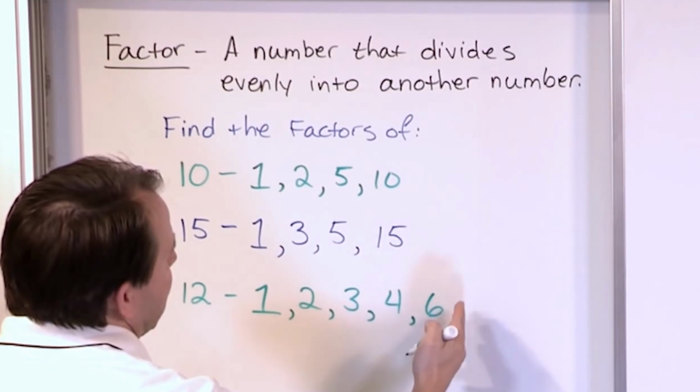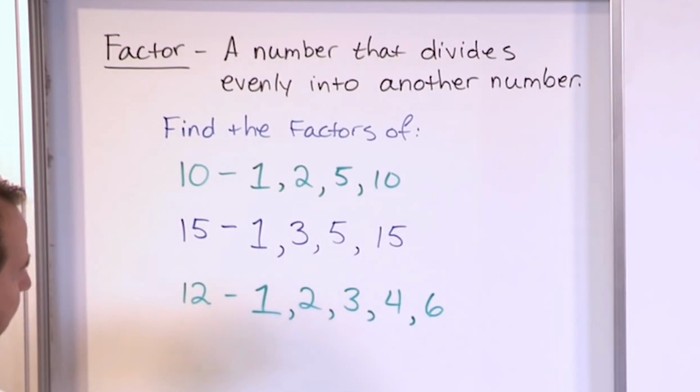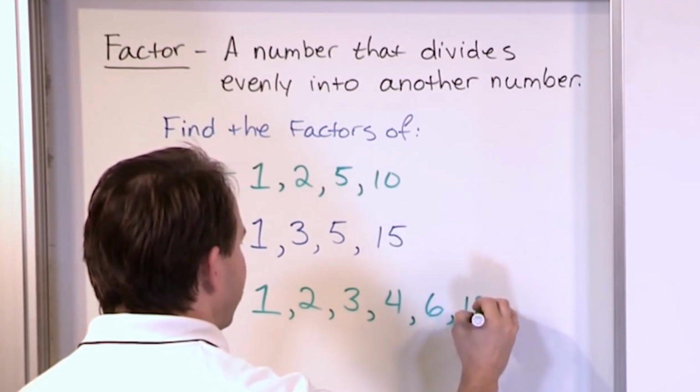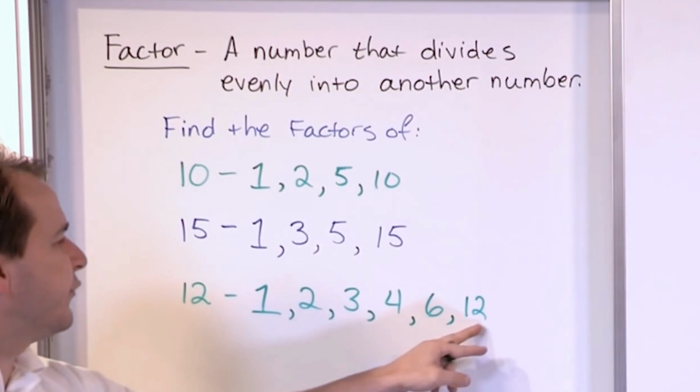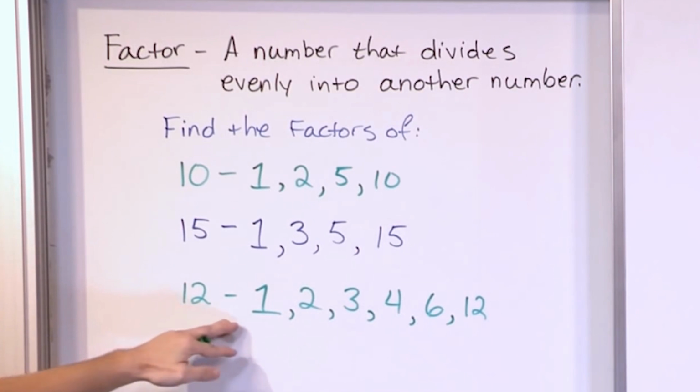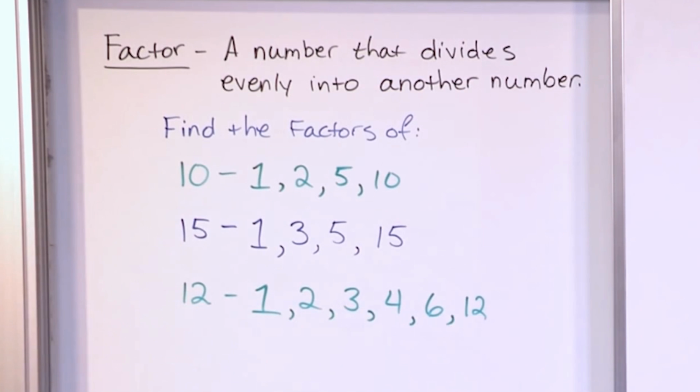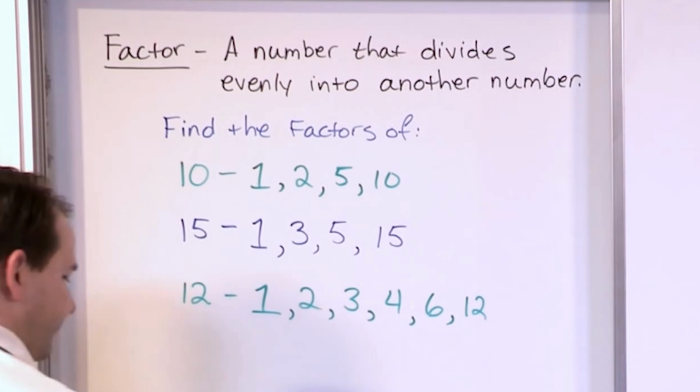But 6 does divide into 12 because 6 times 2 is 12. Then we get to 8, 9, 10, and 11. None of those are factors because they do not divide in. But the number 12 is a factor because it is able to be divided in here. 12 divided by 12 is 1. So this whole list is the list of factors for the number 12.